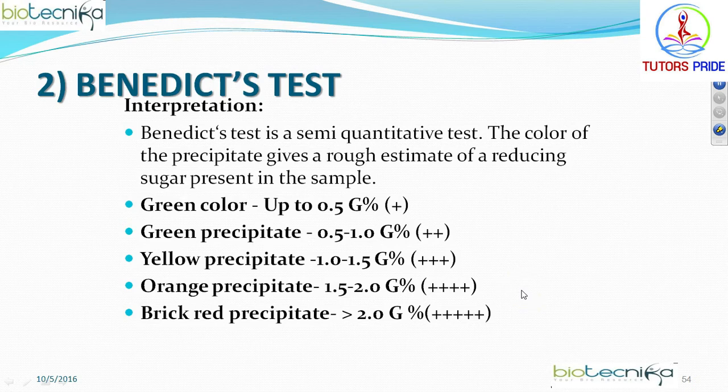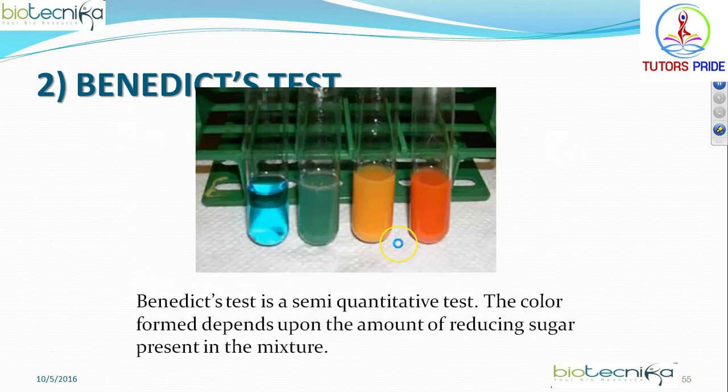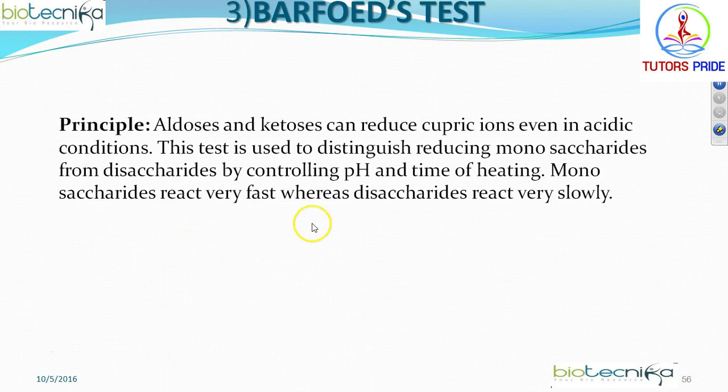Question will come. The presence of green color by Benedict's test confirms the presence of glucose in what quantity, on what percentage. So you can say up to 0.5% of glucose. Okay. Have all of you written this one? Okay. Next I'll go for the Barfoed's test as I told you.